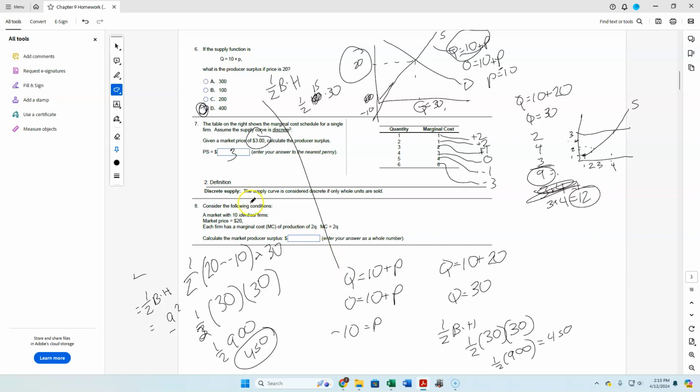Okay, 10 identical firms, market price of 20. Each firm has a marginal cost of 2Q. Find the total producer surplus. Well, we need to know how many things are going to be produced. That would be where marginal revenue is equal to marginal cost. So 20 equaling 2Q, Q equaling 10. That would be for 10 identical firms. That would mean that the total market quantity is going to be equal to 100.